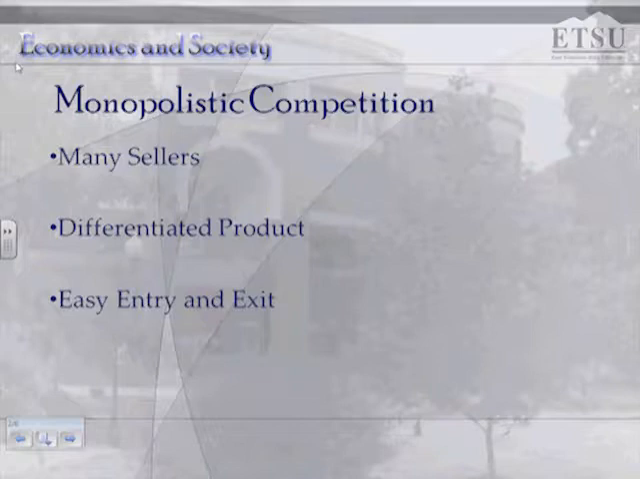So there's easy entry and exit. It's not exactly free, but it's not prohibited. It wasn't too long ago that there was no company called Under Armour that now produces running shoes; it is a recent entrant into the running shoe market, and there are many specialty brands. If you were looking for running shoes, there are many brands and product lines from which to choose. So you have many sellers, differentiated products, and easy entry and exit.